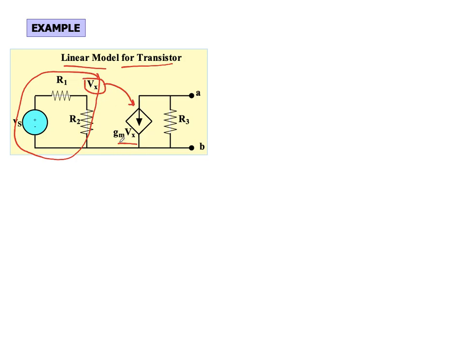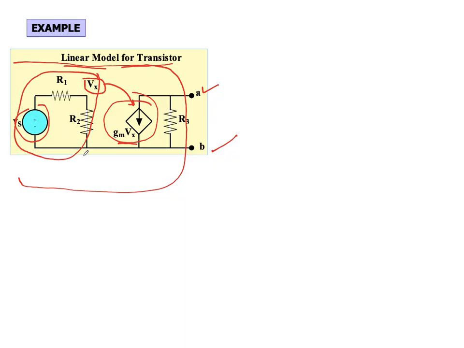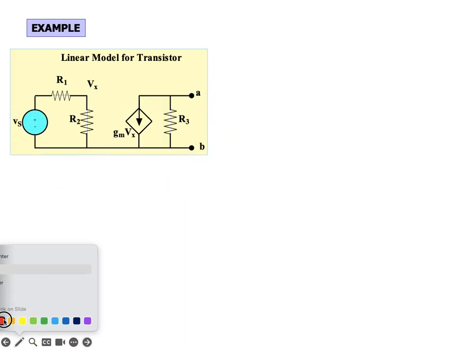So this is a current source whose value is GMVx, and the output terminals A and B are defined like this. If we consider this as our circuit A, we can see there is a dependent current source and an independent voltage source. So this is the case where we have mixed sources, so we have to find both open circuit voltage and short circuit current.